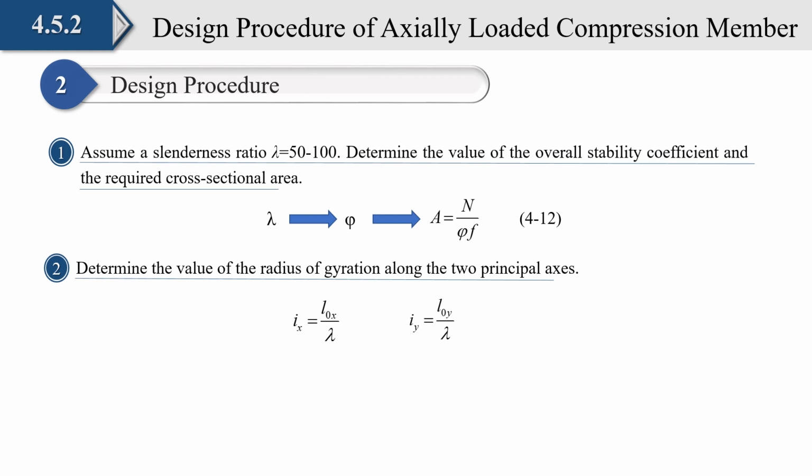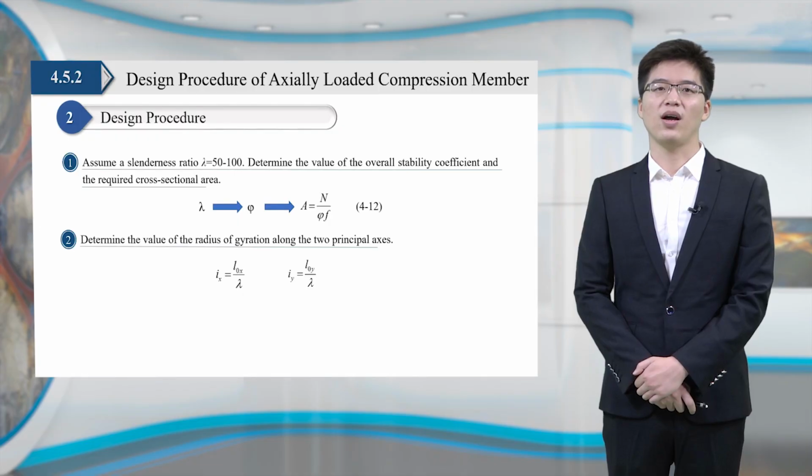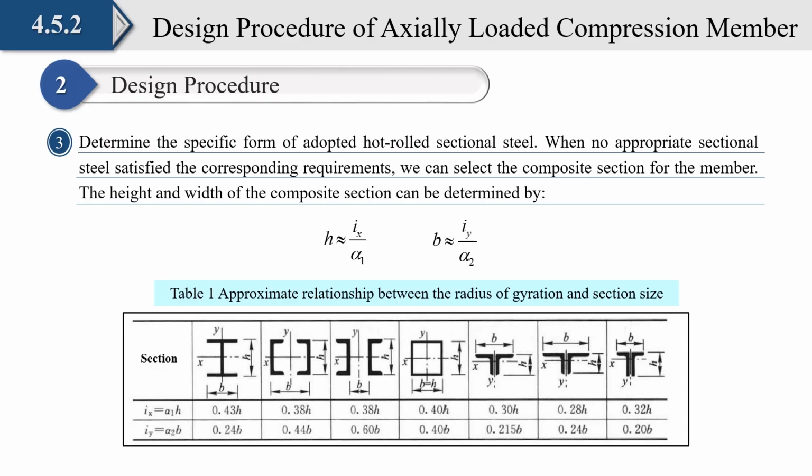Secondly, according to the assumed slenderness ratio lambda and the supporting conditions at the ends of the column along the two principal axes, we can derive and determine the value of the radius of gyration along the two principal axes. Third, according to the area A and the radii of gyration ix and iy obtained above, we can determine the type of hot-rolled sectional steel.